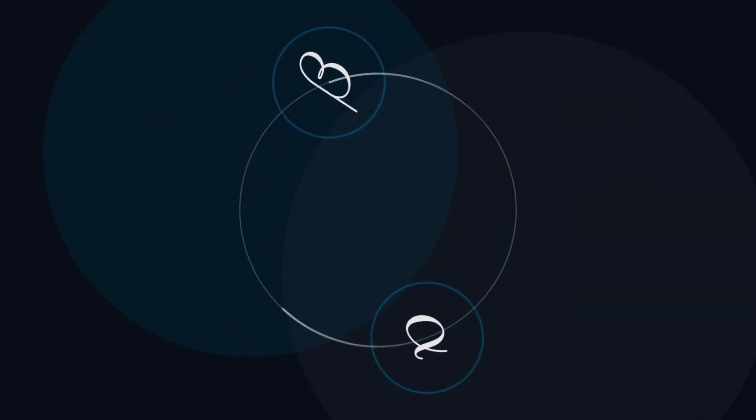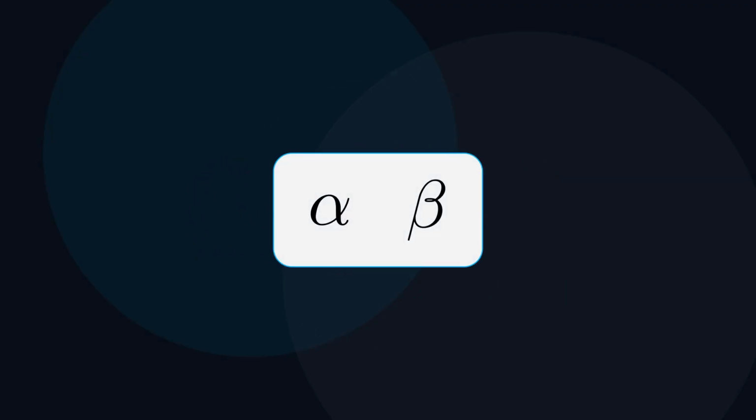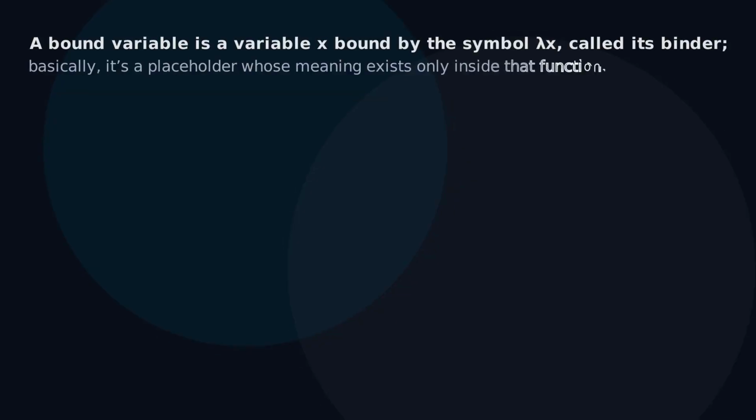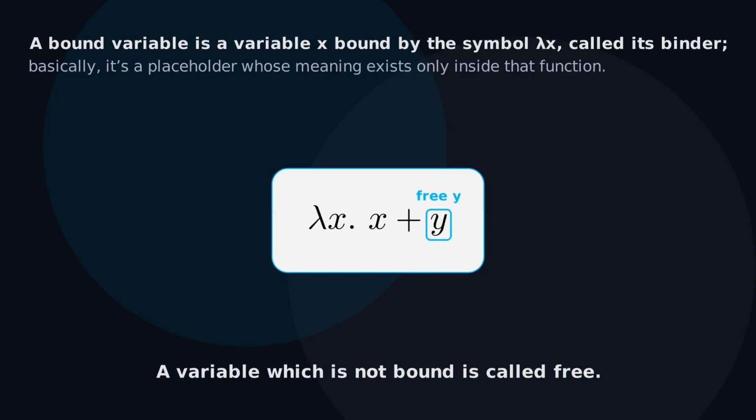Let's break them down. Firstly, let's see what a bound variable is, because we will need this in the definition of alpha equivalence. A bound variable is a variable x which is bound by the symbol lambda x, called its binder. Basically, it's a placeholder whose meaning only exists inside that function. A variable which is not bound is called free.